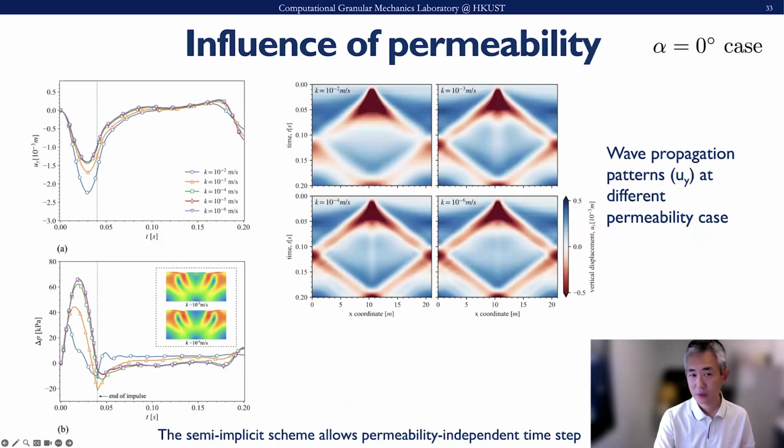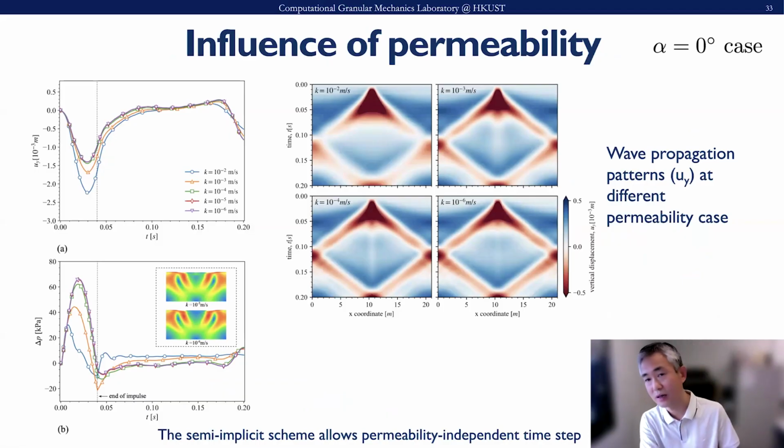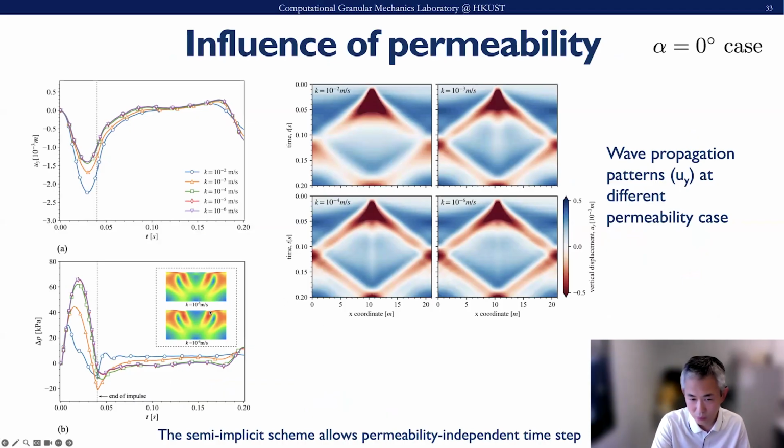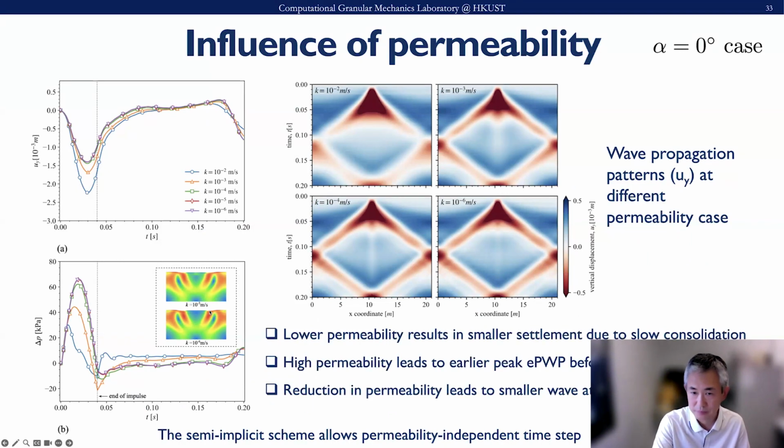We can further look at what happens if we use different permeability for these soils, and their response can make some difference. This again serves as a sensitivity study for this particular problem. The settlement can be different: if the permeability is low, it gives us slow consolidation, and the settlement becomes relatively small compared to a high permeability case.